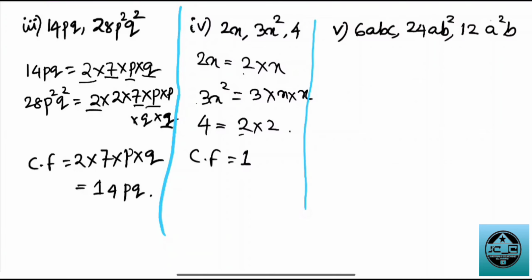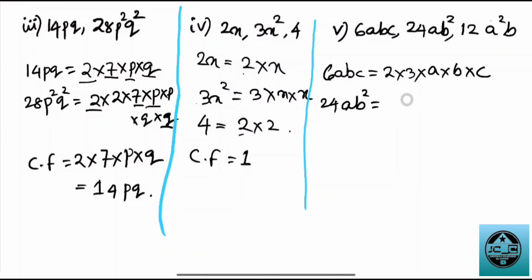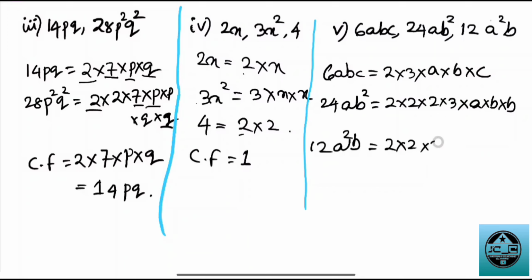The next one is 6abc. 6abc has factorization 2 into 3 into a into b into c. And then 24ab square. 24ab square is 2 into 2 into 2 into 3 into a into b into b. And then 12a square b. Clear? That is 2 into 2 into 3 into a into a into b.